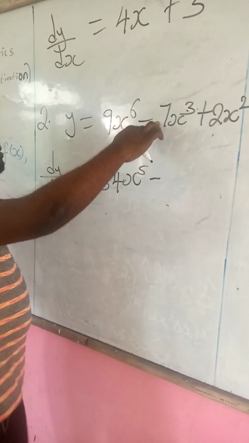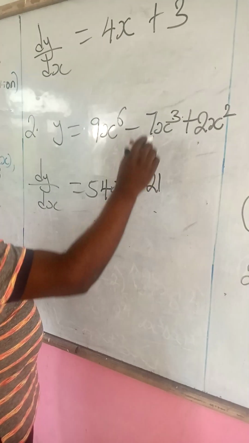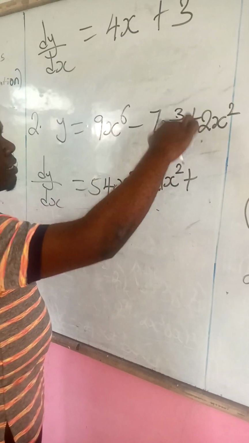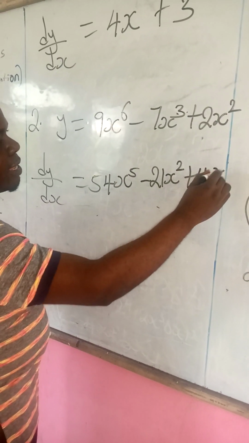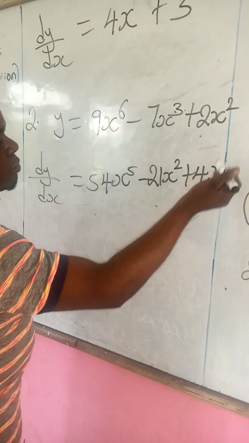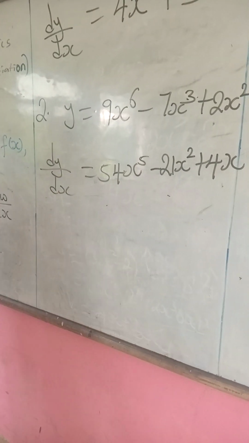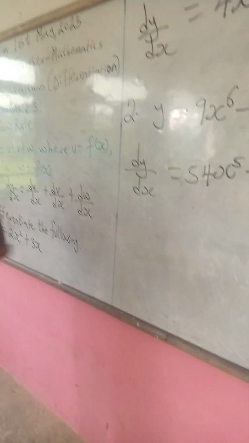Here, 3 times 7 is 21. And you subtract 1 from this 3, that will give you 2. Then 2 times 2 is 4. And 2 minus 1 will give you 1. So x raised to the power 1 and x are the same. That's all. That's to tell you that differentiating using the sum rule is very simple.